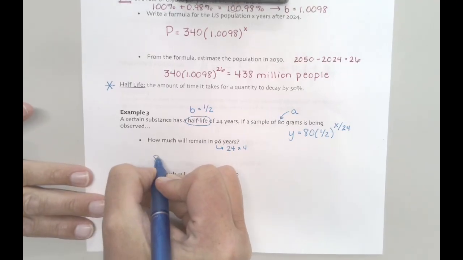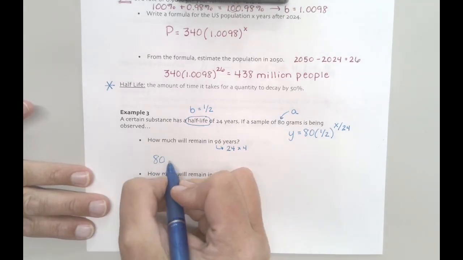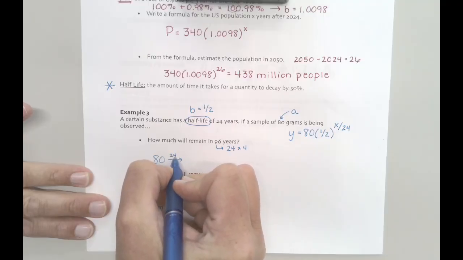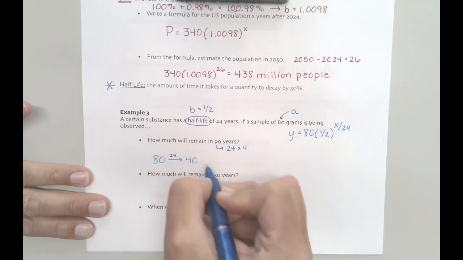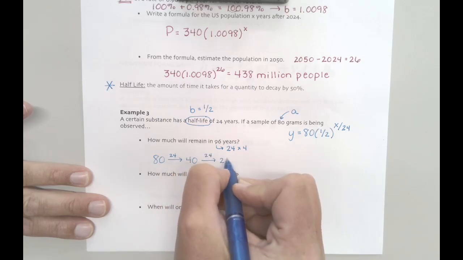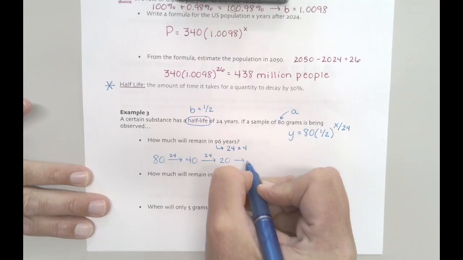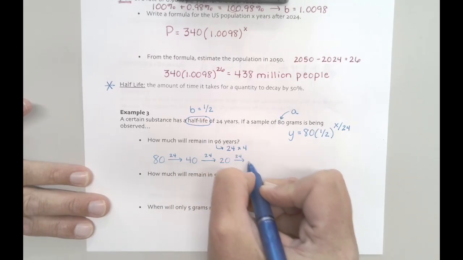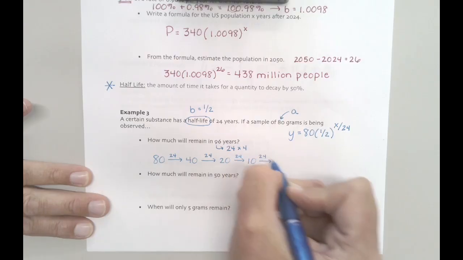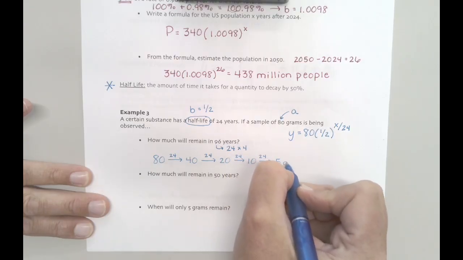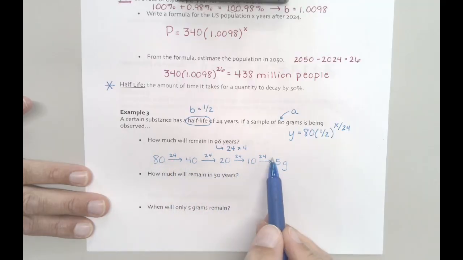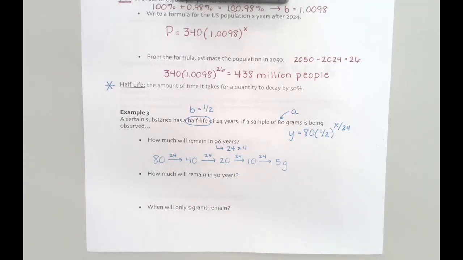And if you wanted to use the equation, you could. This is how much I'm starting with. So after 24 years, I would be down to 40. After another 24 years, I would be down to 20. After another 24 years, I'd be down to 10. And after another 24 years, I'd be down to 5 grams. Okay, so altogether, this represents 96 years worth of time that I'm cutting in half every time.